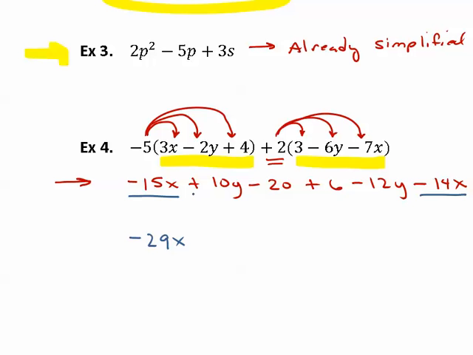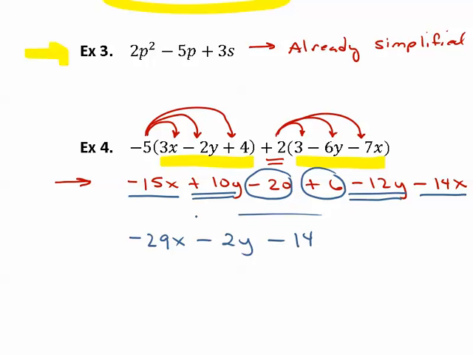I'll double underline my y terms. Just make sure I didn't forget anything. That's why I'm using these lines to help me understand what terms are like. So the y terms are like. We have a positive 10y with a negative 12y. That leaves us more negative by 2, so negative 2y. And then finally, we'll go ahead and circle the constant terms. Again, just a way of organizing and making sure I don't forget about any of my terms. A negative 20 plus 6 is a negative 14. So we simplified example number 4, and we have 3 terms left: negative 29x minus 2y minus 14.